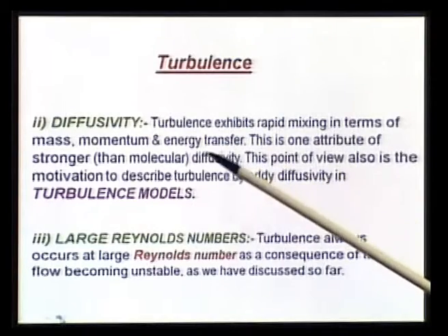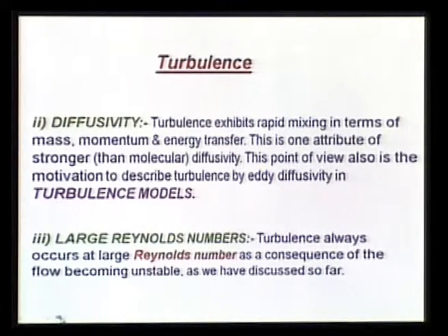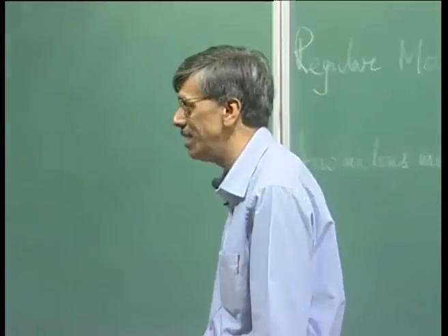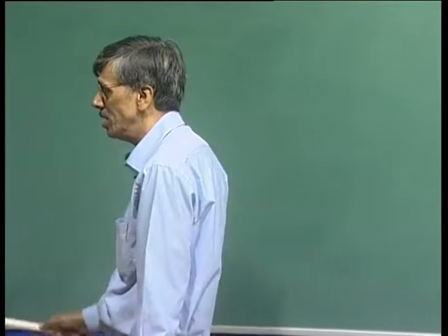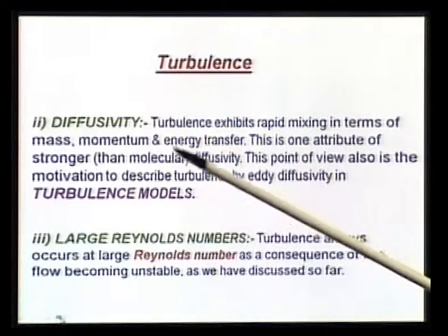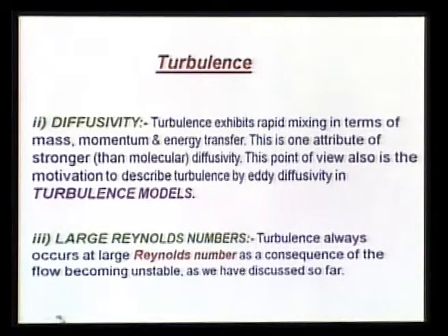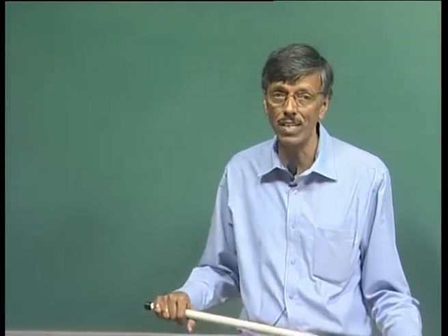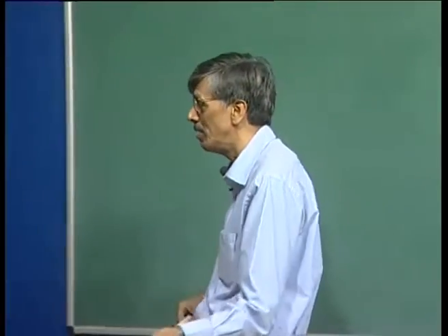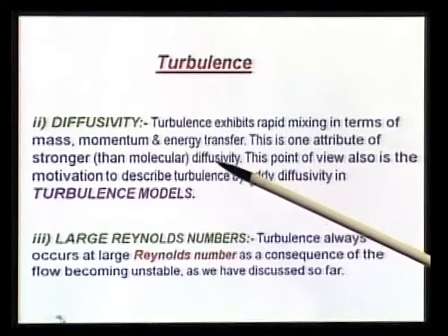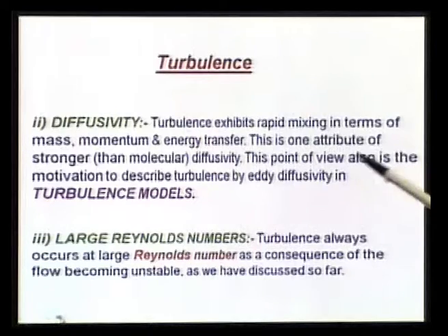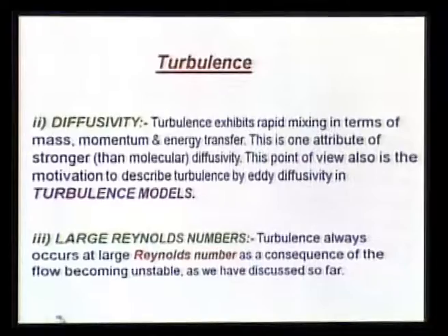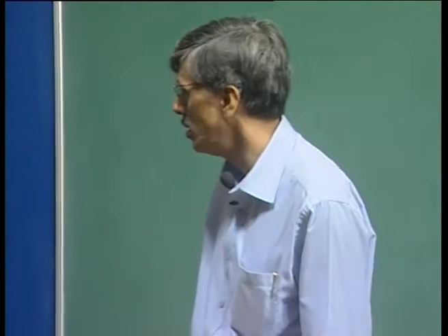However, when you have turbulent flow, even at the macroscopic level, you are going to see a massive increase in diffusivity. So, if I try to characterize my turbulent flow in terms of a diffusivity coefficient, that coefficient of diffusion has to be significantly higher than what you get in laminar flows. So, that is what we are saying: this is one attribute which is much stronger than your molecular diffusivity. This is something very, very important.